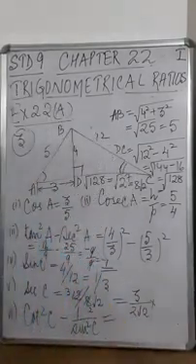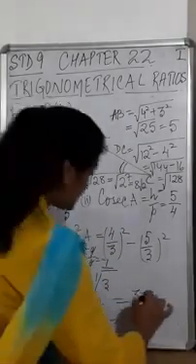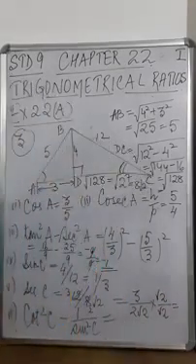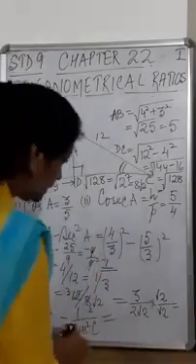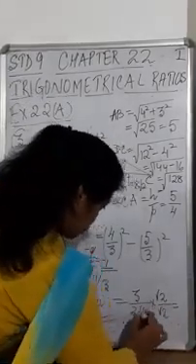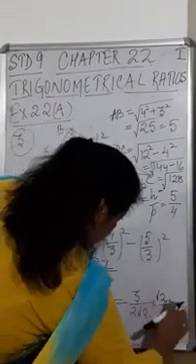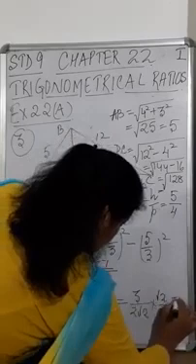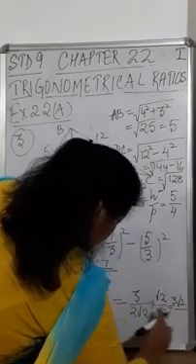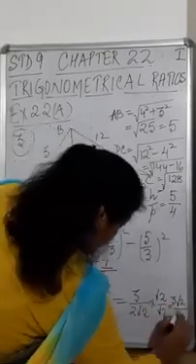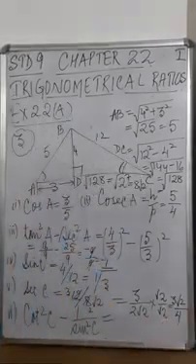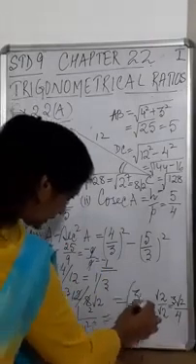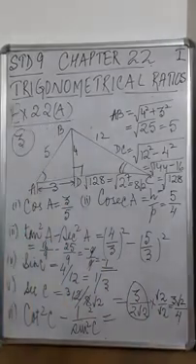Because we have root 2 in the denominator, multiplying by root 2 in the numerator and root 2 in the denominator, it becomes 3 root 2 in the numerator, and root 2 into root 2 is 2, 2 into 2 is 4. So 3 root 2 by 4. You can also leave this answer here as 3 by 2 root 2. This will also be the correct answer.